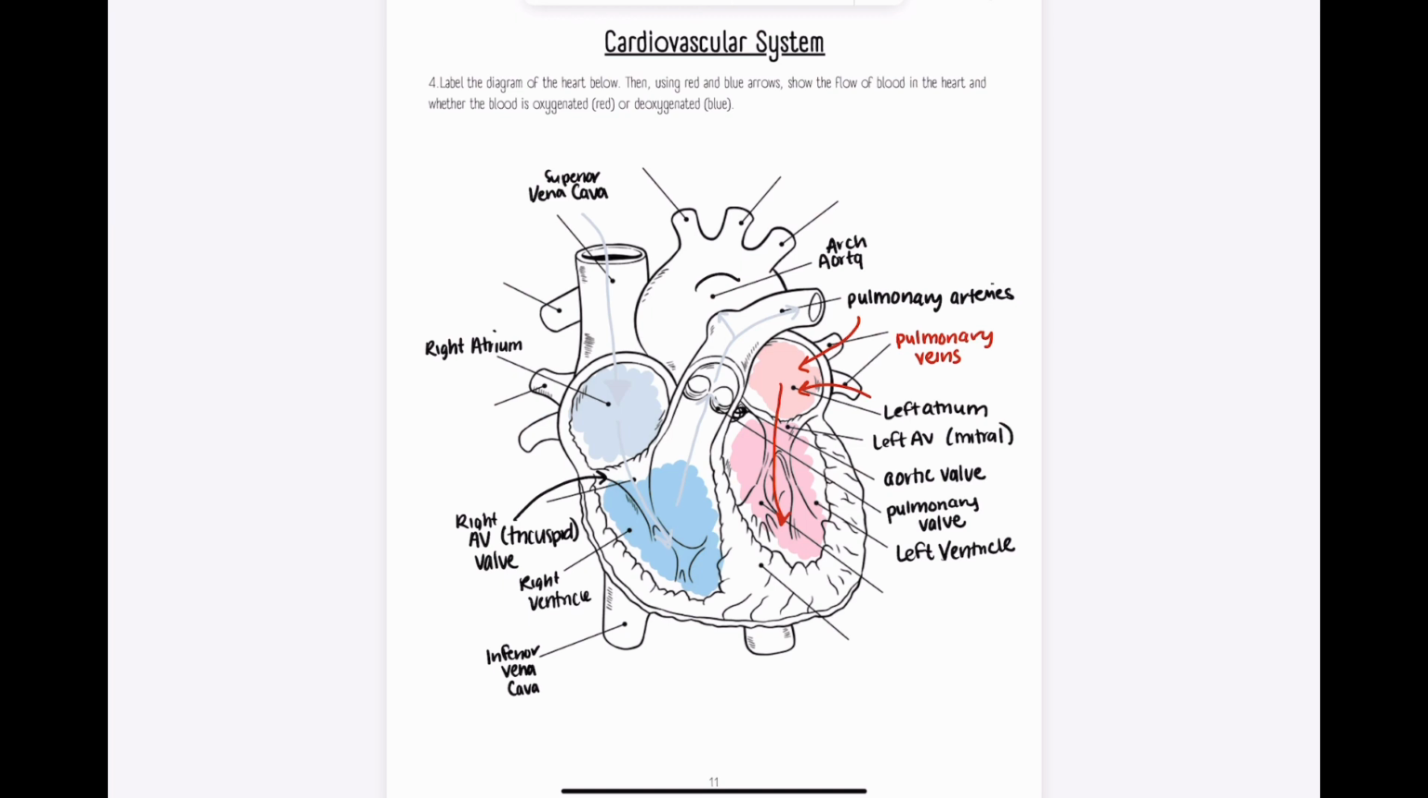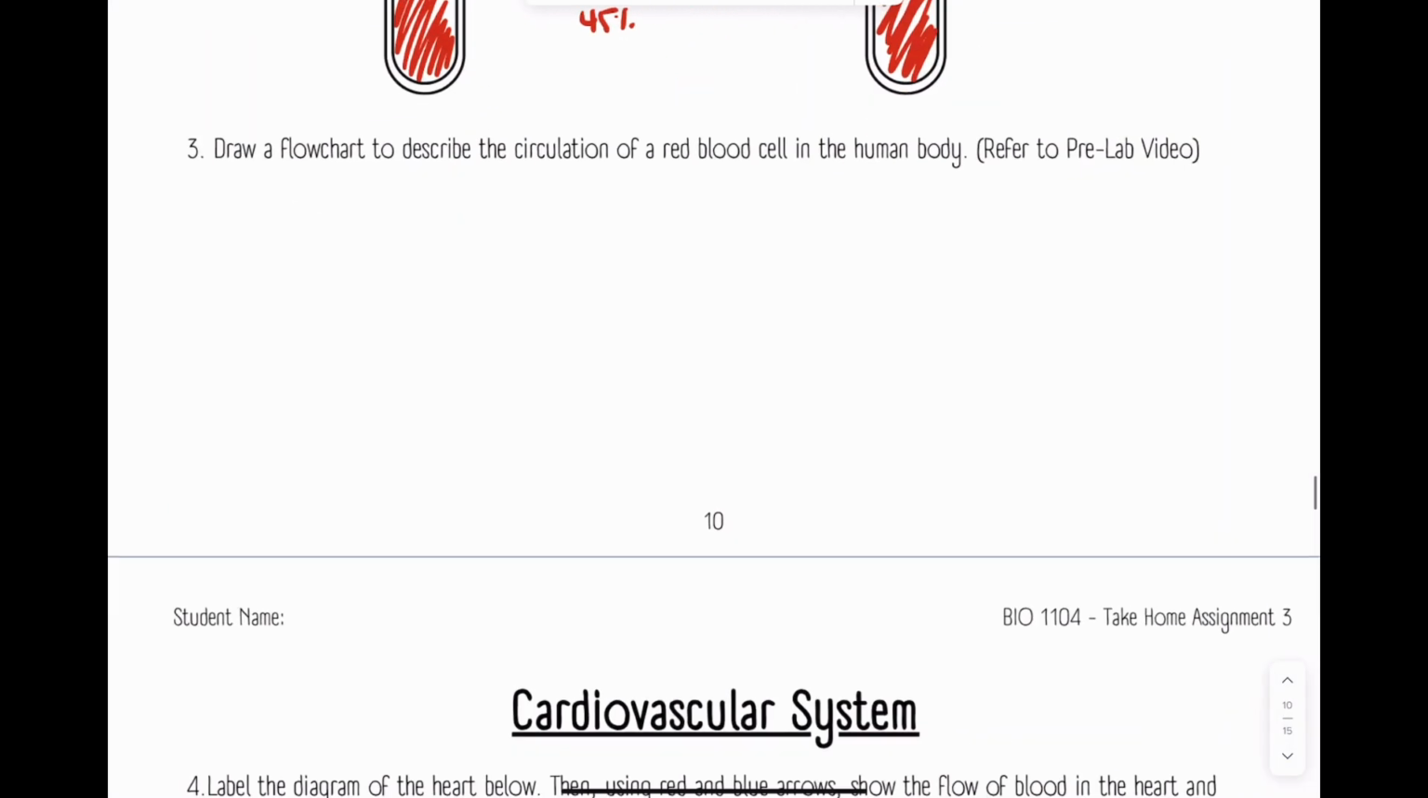So if we continue with the arrow, come in and go out this way, and then out to the body. So now if we were to draw that in a boxed method, here's my box method of this. So a flow chart of the circulation of blood, of a blood cell in the human body. Okay, so I'm going to start from the body. So we have our body. This is a flow chart. This is not like a diagram.